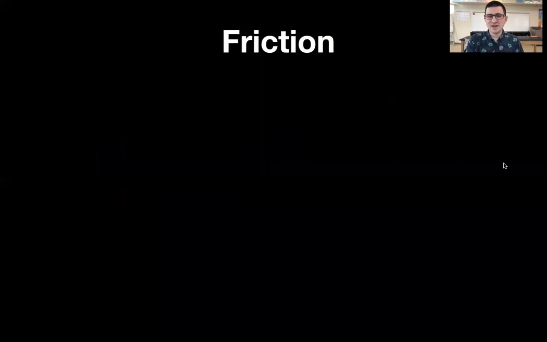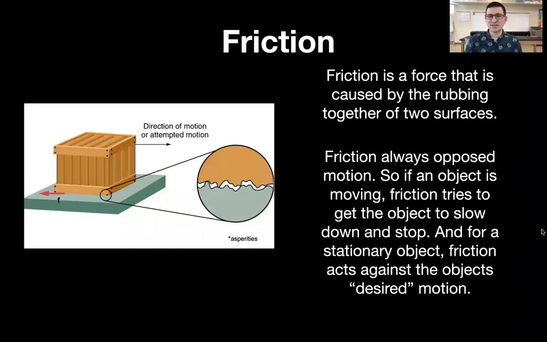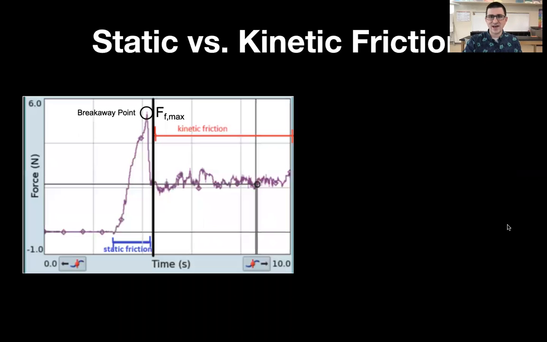So let's get started. Let's talk about friction. Friction is a force caused by the rubbing together of two surfaces. We talked about the direction of friction is always in the opposite direction of motion. So if an object is moving, friction tries to get the object to slow down and stop by working in the opposite direction of the motion. And for a stationary object, friction acts in the direction against the object's desired motion. And I define desired motion as, if friction were to disappear, what direction would the object move? And friction acts in the opposite direction of that.